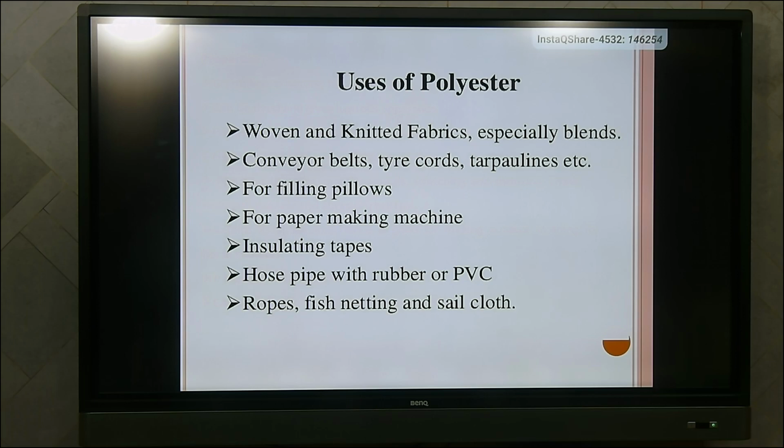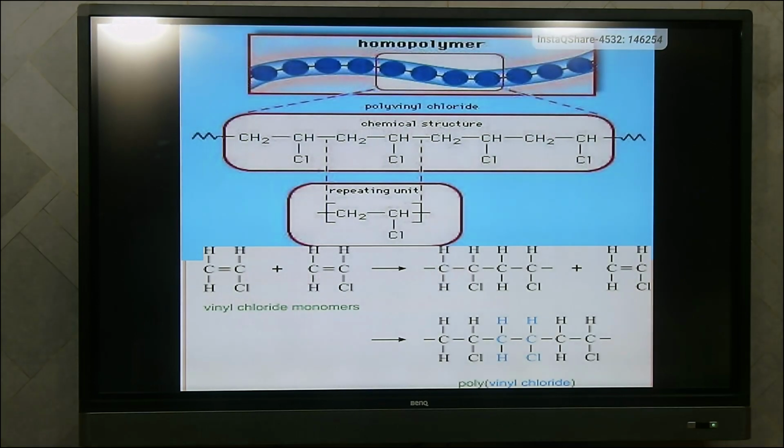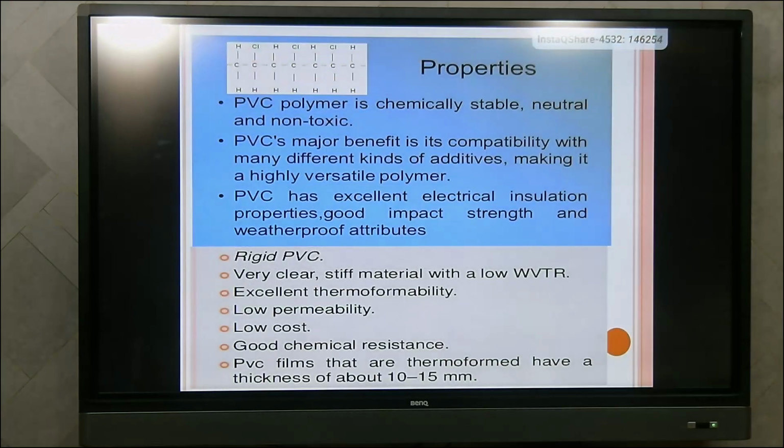Now we'll pass on to the next polymer, polyvinyl chloride, which is commercially called as PVC. Here this polymer is a good example for your addition polymerization. There is no removal of any byproduct. Here, a double bond is getting converted into a single bond, and hence there will be the formation of polyvinyl chloride. Properties of polyvinyl chloride is obvious.